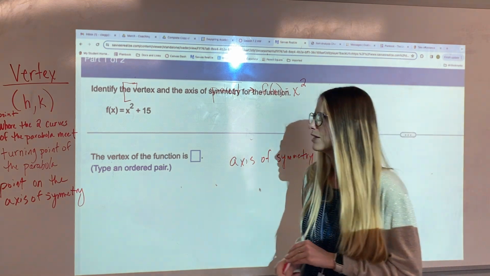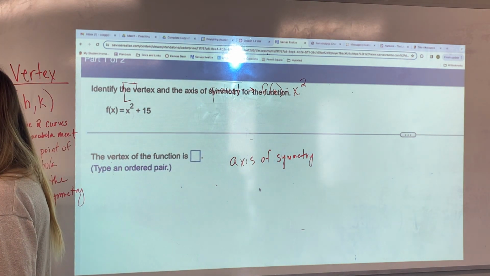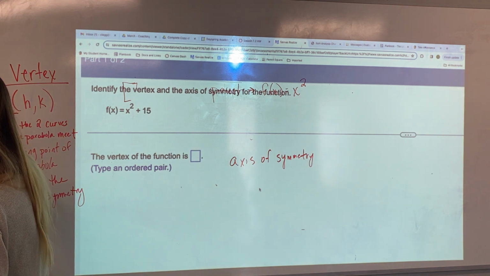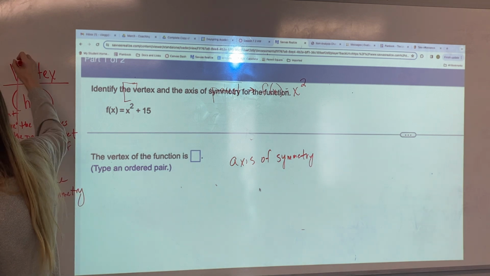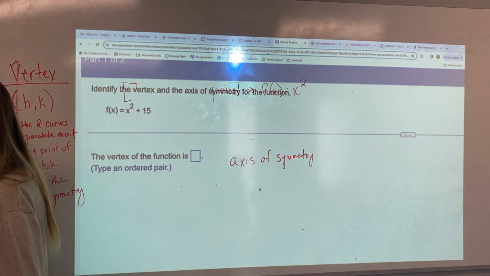Nope. X equals 15 would be negative. 15 on the x-axis is over here: 1, 2, 3, 4, 5, 6, 7, 8, 9, 10, 11, 12, 13, 14, 15. Then you'd be telling me that the axis of symmetry is all the way over here. But didn't we say that this function would be up here?